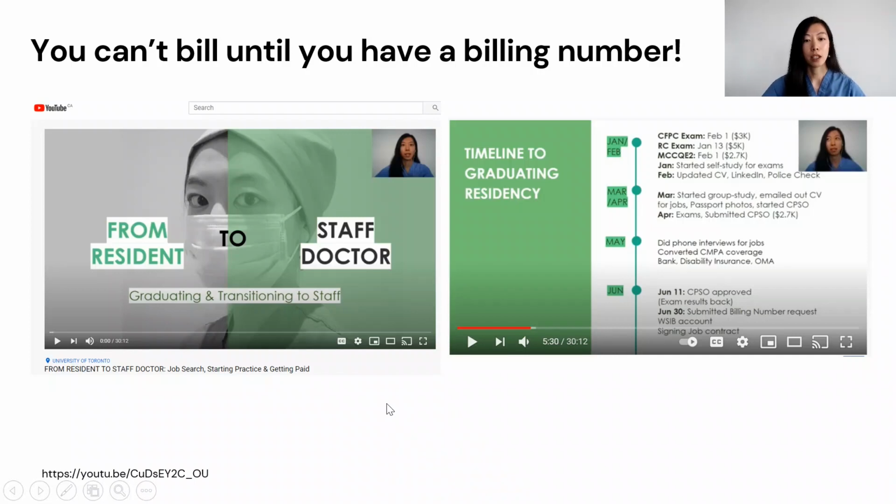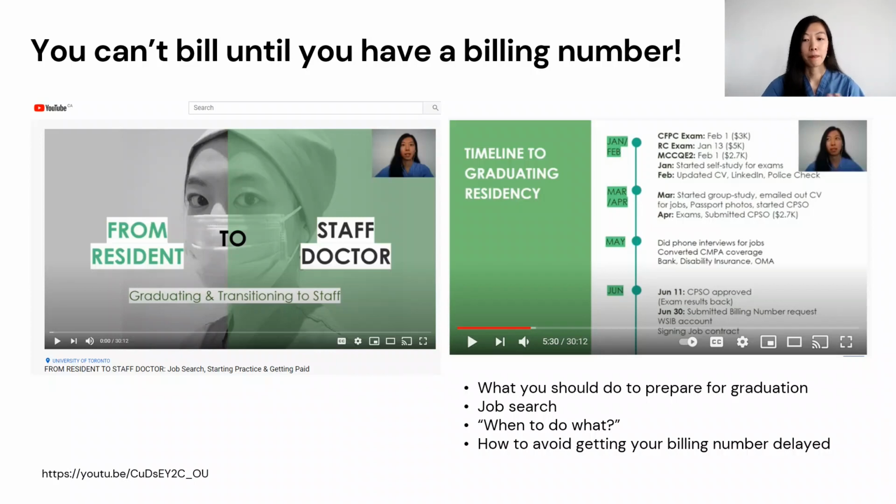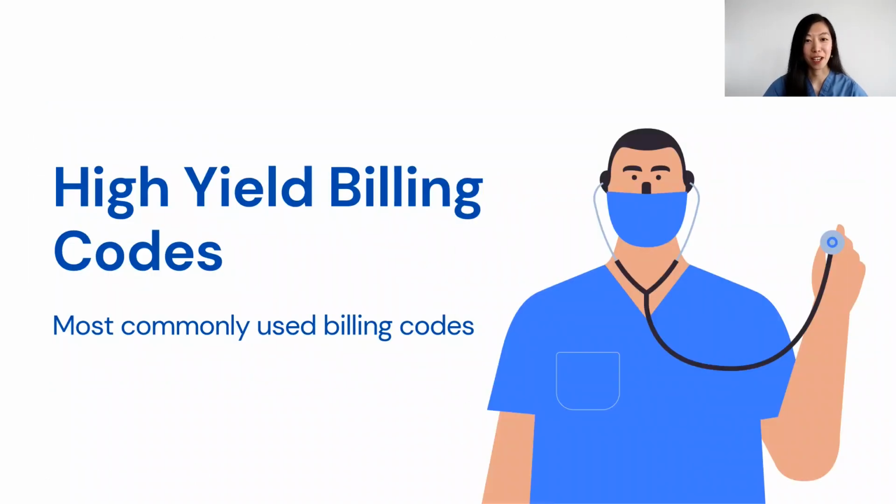In this video, I talk about the timeline that you should follow when you're about to graduate to residency, when you should start applying for CPSO, when you should apply for a CMPA, and billing numbers, which are another headache that you have to go through. I talked about some mistakes that I made that delayed my billing number and how you can prevent yourself from making those same mistakes as well. So basically, when to do what about your job search, and how to avoid getting your billing number delayed.